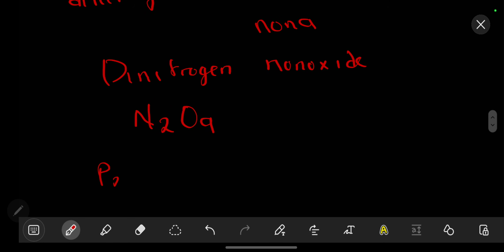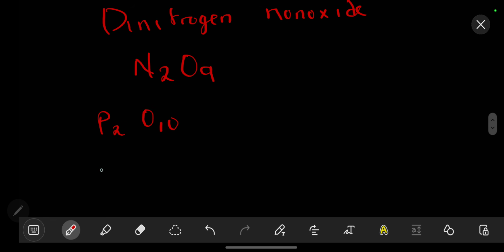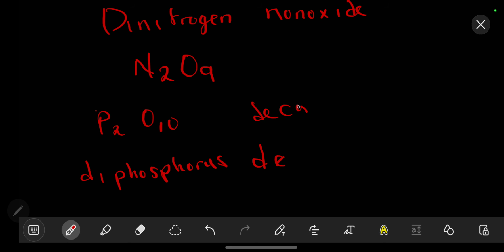Let's say we have P2O10. To name this one, we are going to say di, then this P is phosphorus, so diphosphorus. Then 10, it means to say we are going to say deca. Now deca, the last letter is a. We remove the a. Then we are going to have our oxygen. So we have diphosphorus decoxide.